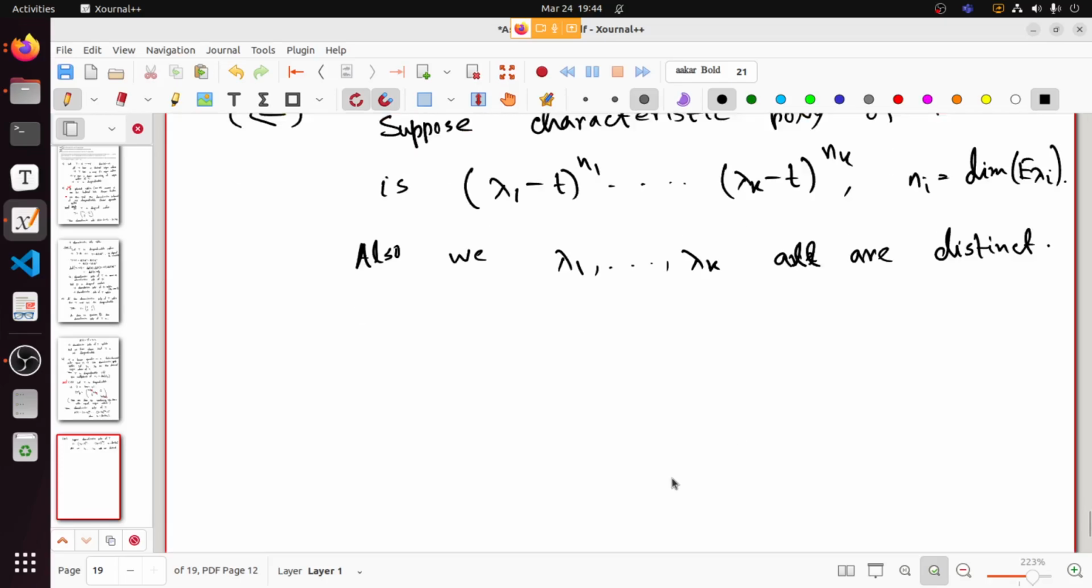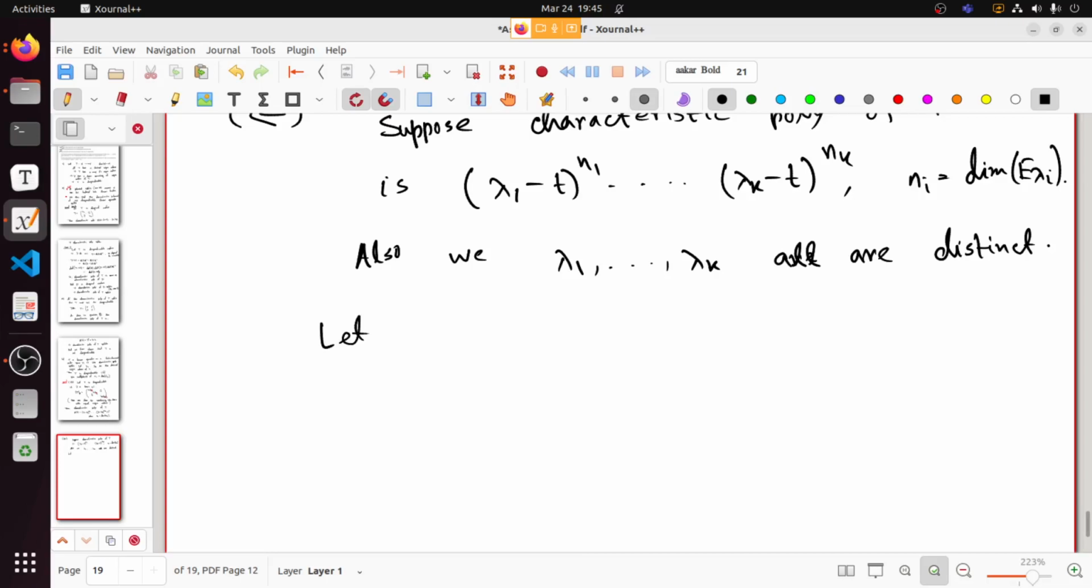So take the basis, suppose beta i are the basis for E lambda i. Then if you take the union of all the bases of different E lambda, it will be a linearly independent set. This was done in the class, and this will form the basis of V.